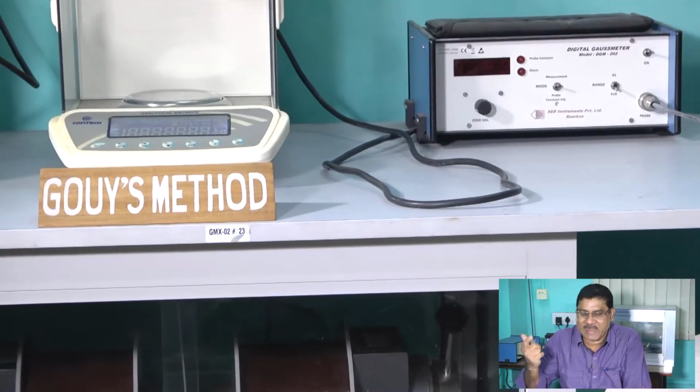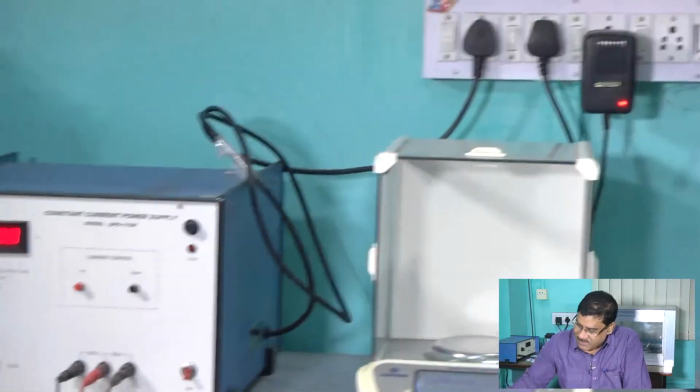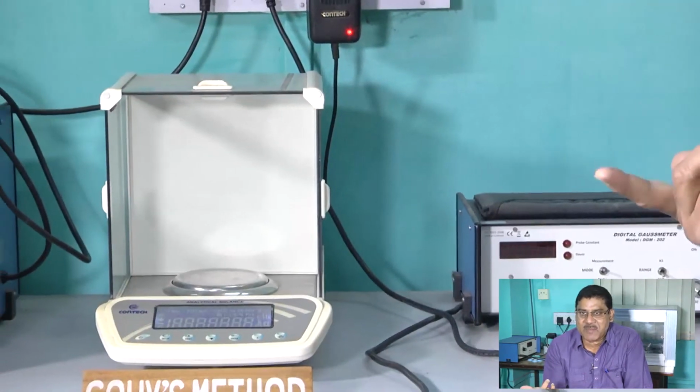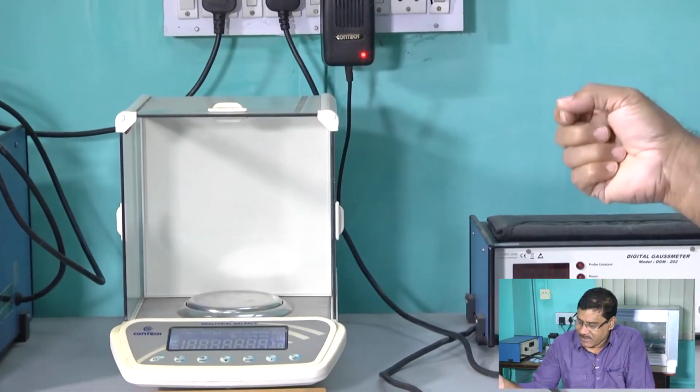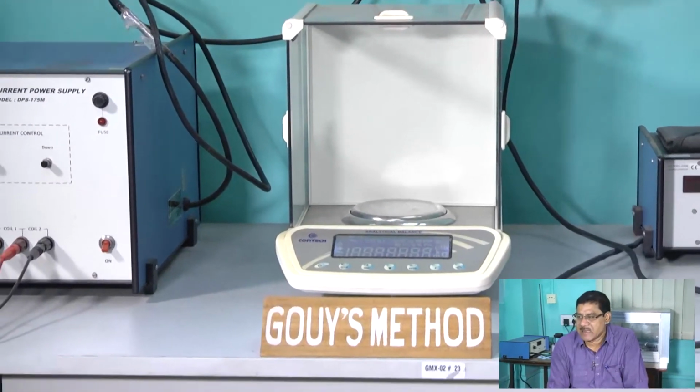I need basically del m, so the change of the mass. Now I will apply magnetic fields, and whatever the reading is, that is directly the change of the mass, del m. So I will note down whatever reading I see in this balance as del m.